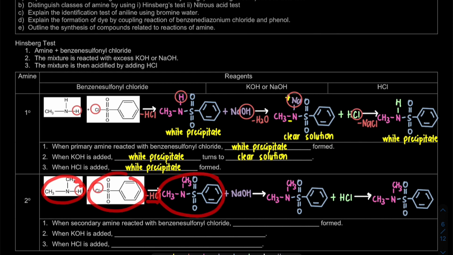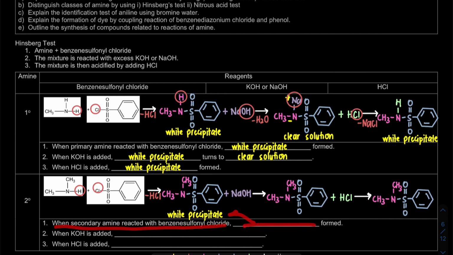we're going to form a white precipitate. So when we remove the HCl, we form a white precipitate. So when the secondary amine reacted with benzene sulfonic chloride, here we have to write that a white precipitate forms.